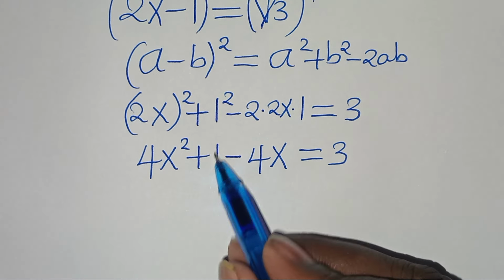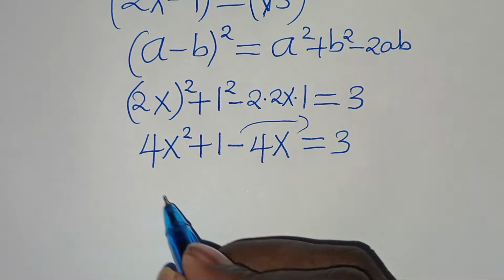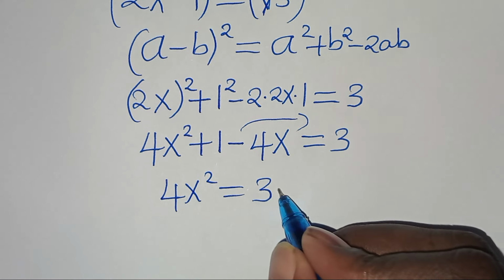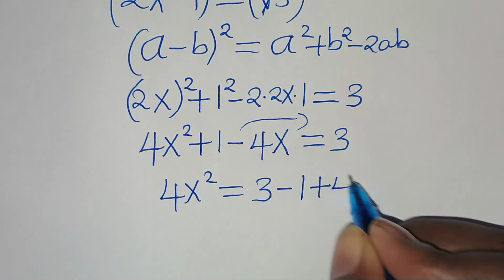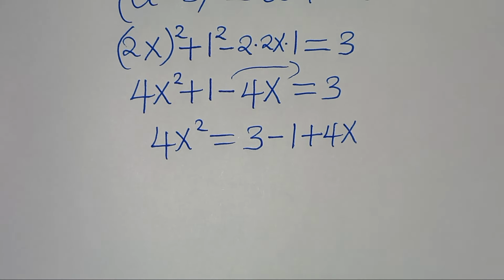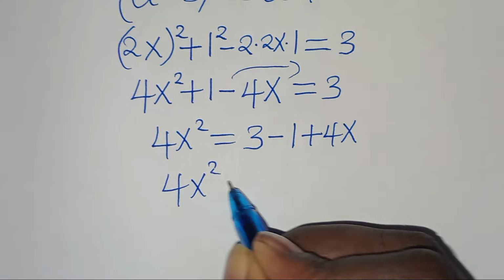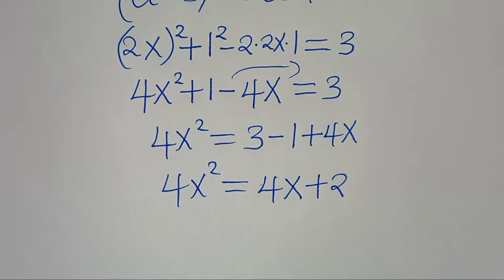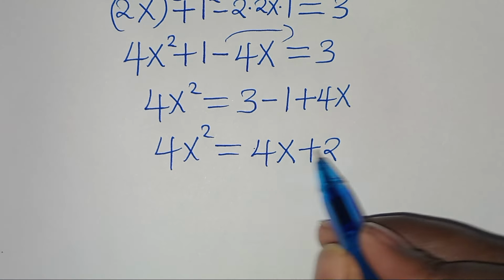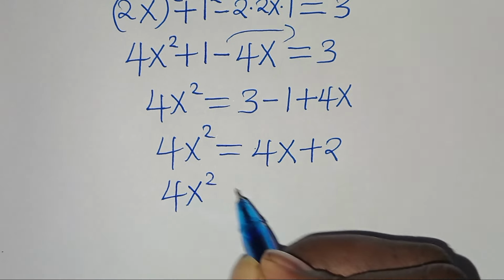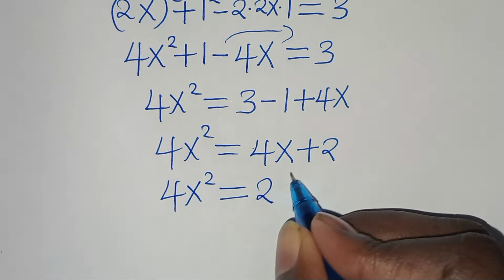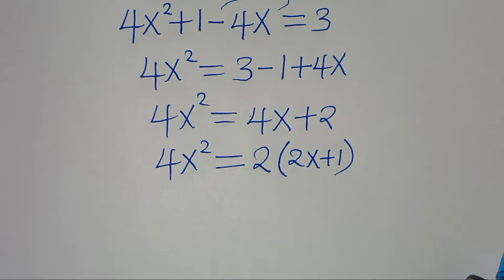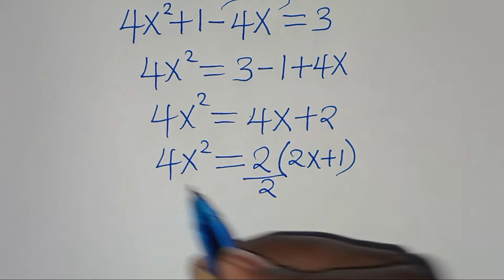Now, let's take 1 minus 4x to the right hand side, so that we have 4x squared equal to 3 minus 1, then plus 4x. So this is 4x squared, which is equal to 4x plus 3 minus 1, this is equal to 2. So we can factor out 2 here, so that 4x squared is equal to 2 into the parentheses, 2x plus 1. So let's divide both sides by 2 from here.